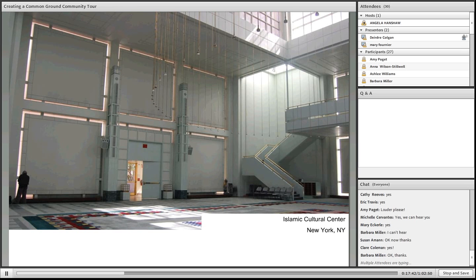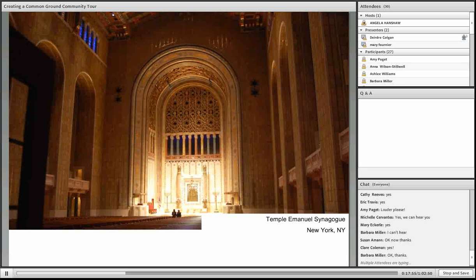Oftentimes you'll find that the people that practice in these sites, that practice their particular religion, are very open and welcoming and very eager to share what they believe. And so you'll find that's a good entree to get inside these sites and explore with your tour participants.